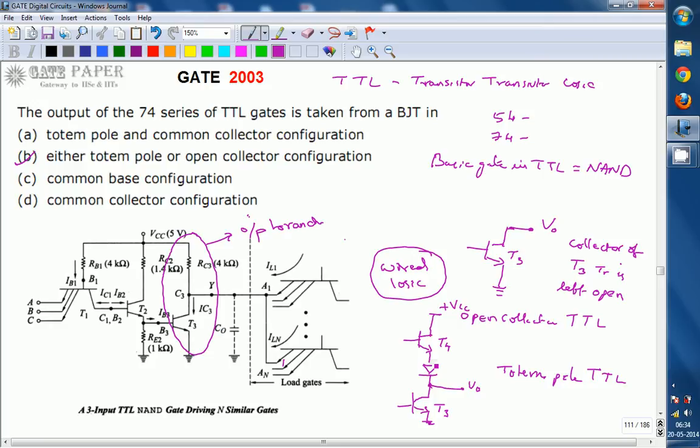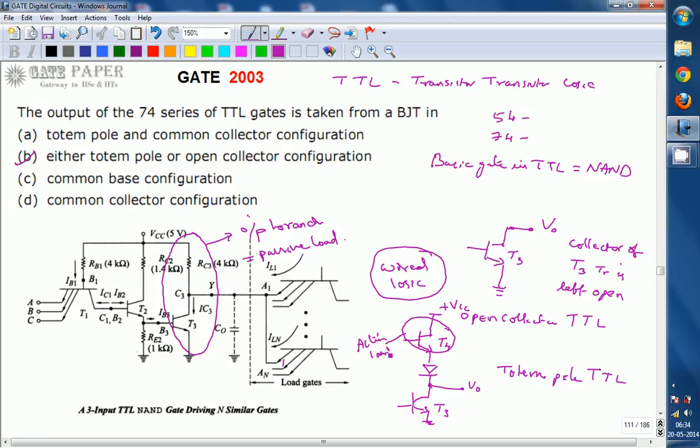So TTL is available in two versions. One is the open collector TTL version, mainly used to perform wired logic operations. The second is the totem pole TTL, with an active load instead of a passive resistor. RC3 here is called a passive load, with which you connect this node to VCC. Instead of that passive resistor, we use a transistor, which is called an active load.